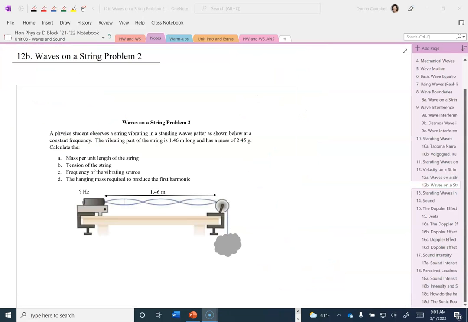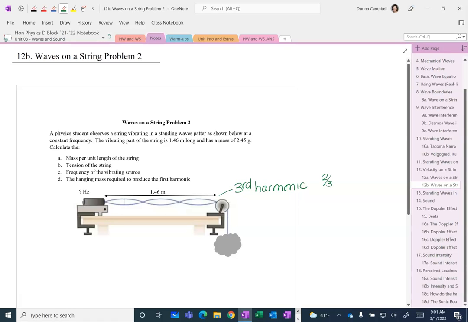A physics student observes a string vibrating in a standing wave pattern, as shown below, at a constant frequency. We don't know what that frequency is. The vibrating part of the string is 1.46 meters long and has a mass of 2.45 grams. So a couple of things. Notice we're in the third harmonic. So 2/3 of the length will equal the wavelength, because this is the wavelength, right? Another thing I need to add is, I don't have it on here, but it should say 3 kilograms. That's what the rock is.